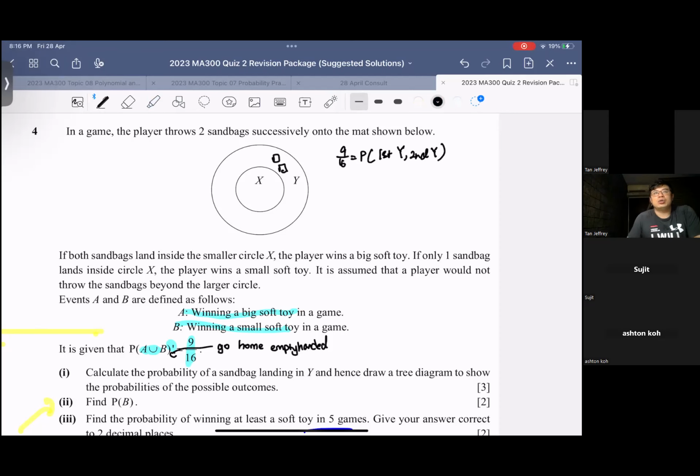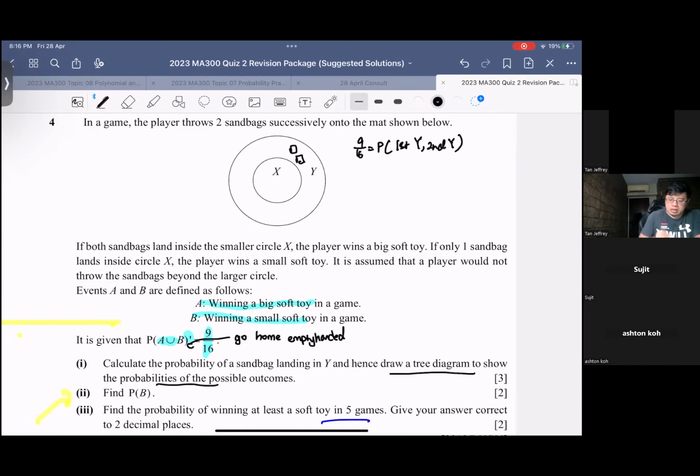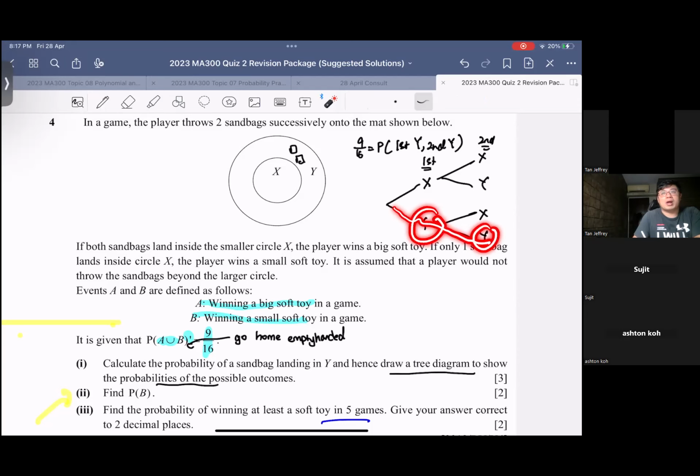Yes. So now the question says to draw a tree diagram to show the probabilities, so that's what we will do. First, I show the first one: this is X, this is Y. Then I throw the second one, X, this is Y. So the third one, this is X, this is Y. This is the first throw, this is the second throw. Now you can see that the way for me to become a loser is if I follow this track, where I got first Y, second Y.